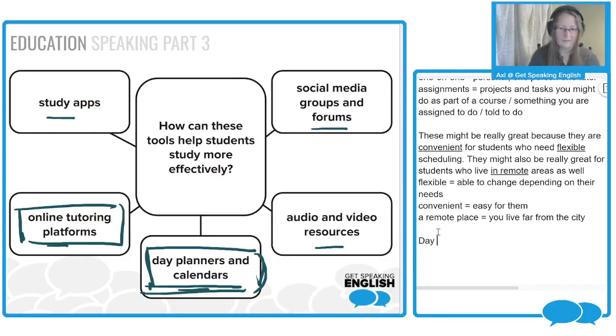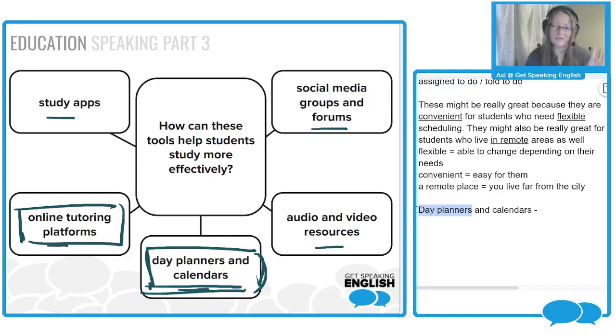So how about day planners and schedules? Day planners and calendars. Actually, a really quick note about this that I wanted to bring up. In the UK, it's common for them sometimes to call a day planner a diary. If I talk about a day planner, I mean kind of like a book where you put all of your appointments. In the UK, they call this a diary, so basically a date book.